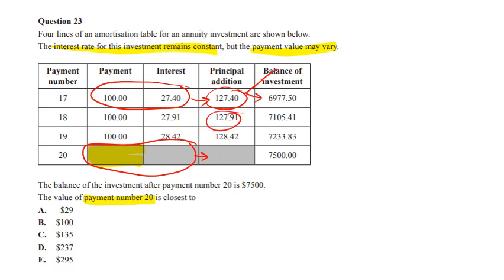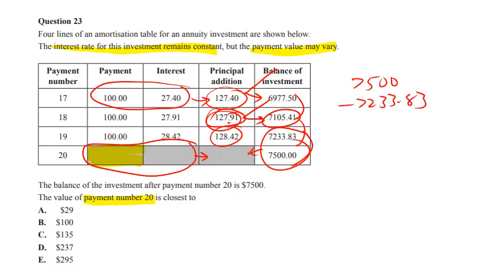But this one, if we add the balance of the investment to the principal addition, we get this value, right? So the difference between these two numbers is this number. The difference between these two is this number. And the difference between these two is this number. So the difference between that is 7,500 minus 7233.83. That gives you 266.17. So this is 266.17. We can answer the question almost immediately from there.